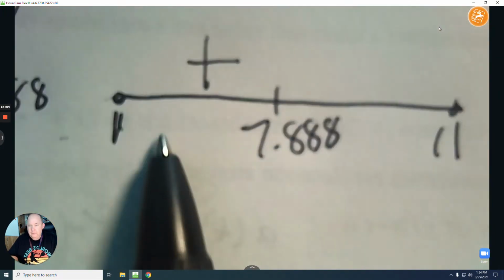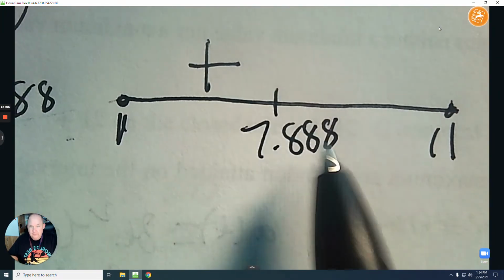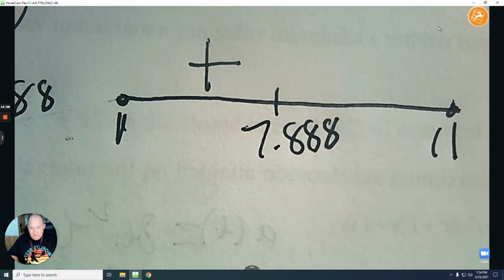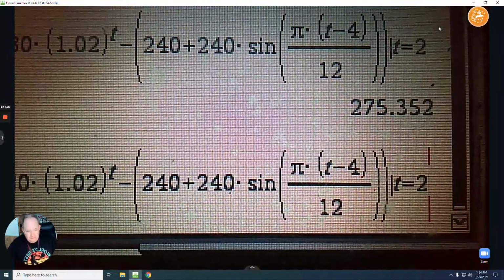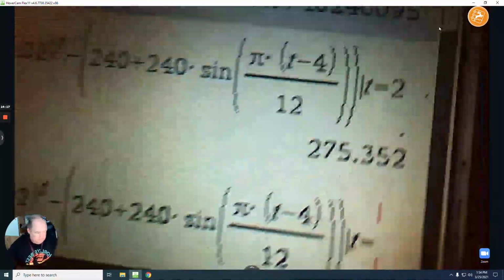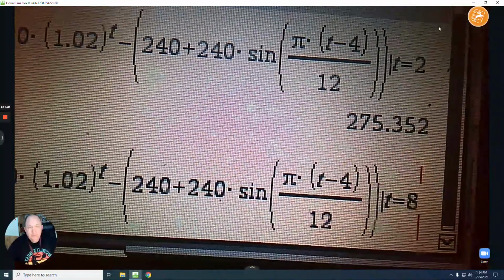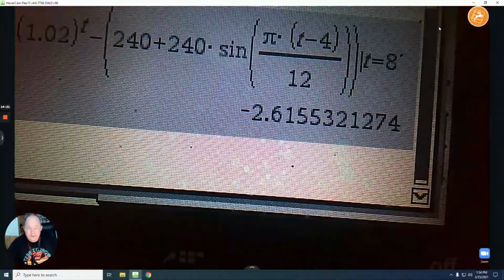So I tested, I put a number in, it's increasing, and now I need to put another number between 7.88 and 11. I'm not going to retype all this in. I'm going to highlight it, press enter, and just change the 2 to some number in between, like 8. And notice that now the rate is negative.